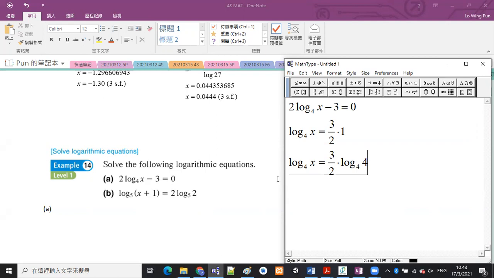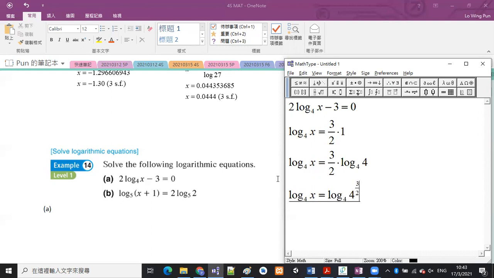This is the technique I mean. When there is a log and a number multiplied to the log, it will be moved back to be the index of the number. That is, we stuff everything back into the same log. That's right. Can you get this? Okay, this is the property of log.